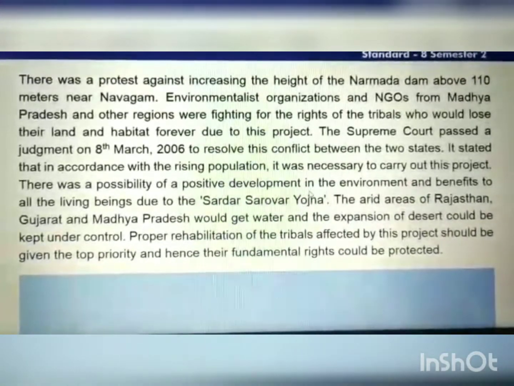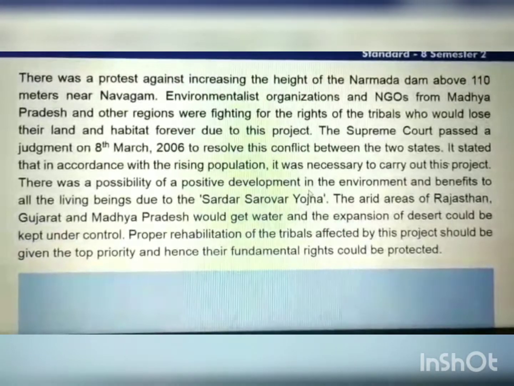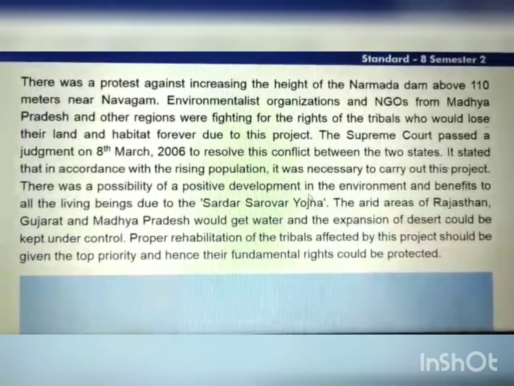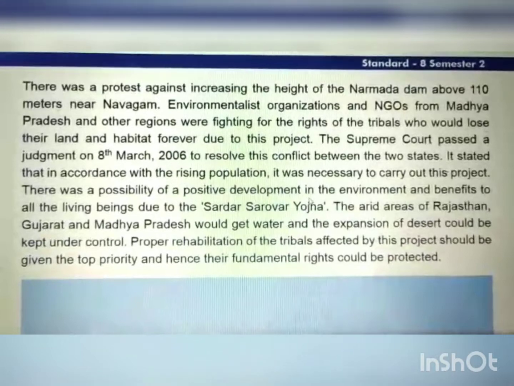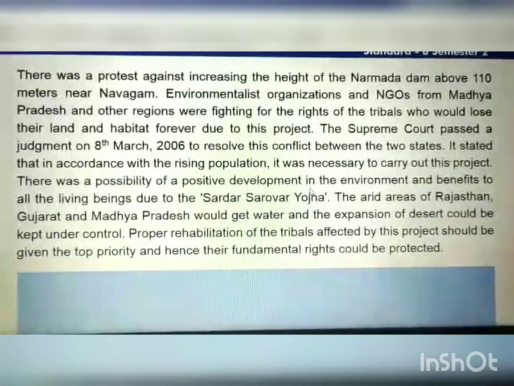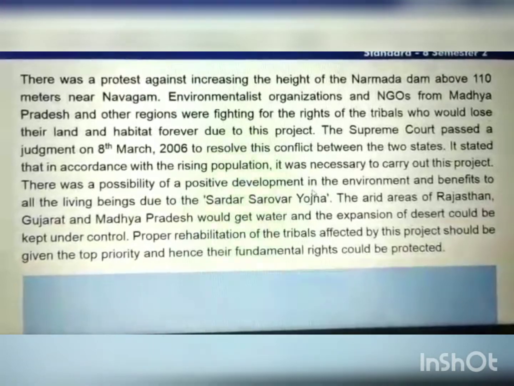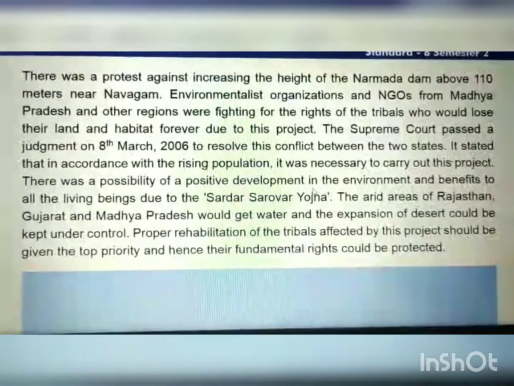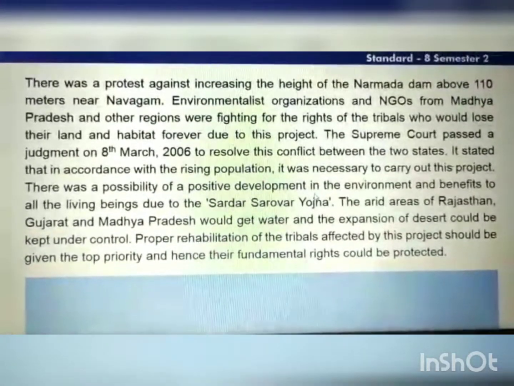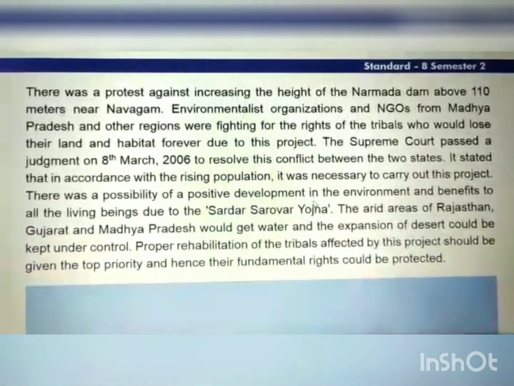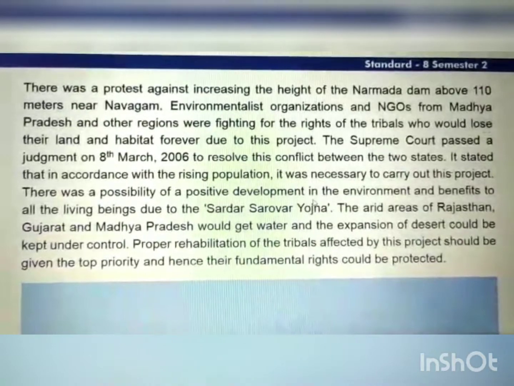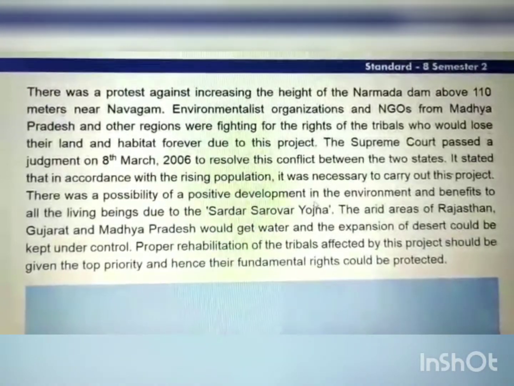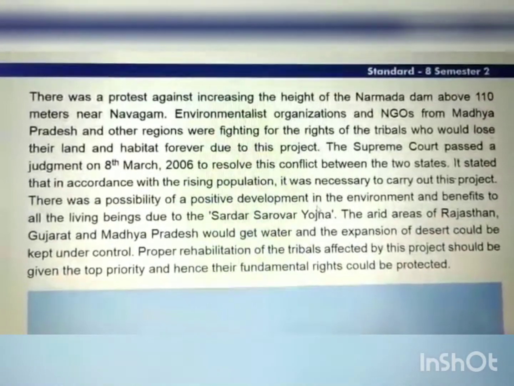It stated that in accordance with the rising population, it was necessary to carry out this project. There was a possibility of positive development in the environment and benefits to all the living beings due to the Sardar Sarovar Yojana. So the Supreme Court gave the verdict, meaning the judgment, that this project should be continued because it will be helpful towards positive development and benefits to all living beings, and even the arid areas, that means the dry areas, of Rajasthan, Gujarat and Madhya Pradesh would get water and the expansion of desert could be kept under control.